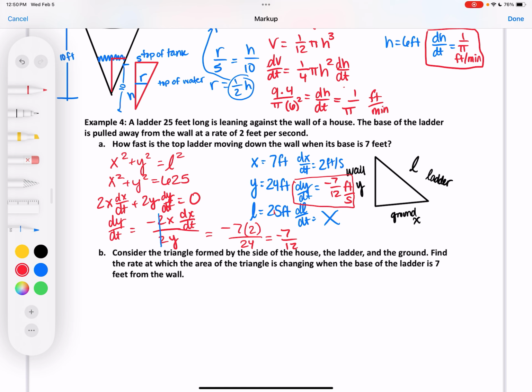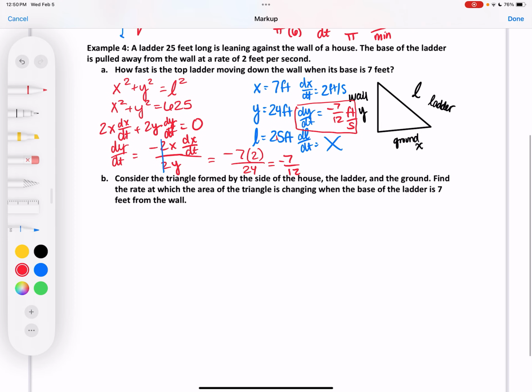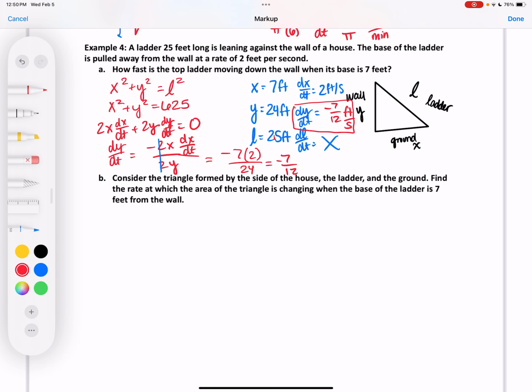Sometimes there's going to be multiple things that you're solving for. Sometimes it's just one. It just depends. And like this one, technically there are multiple things I'm solving for, but part B, they did it as a separate question. So, going with that, this next question: consider the triangle formed by the side of the house, the ladder, and the ground. So basically the same triangle I've already got drawn up there.